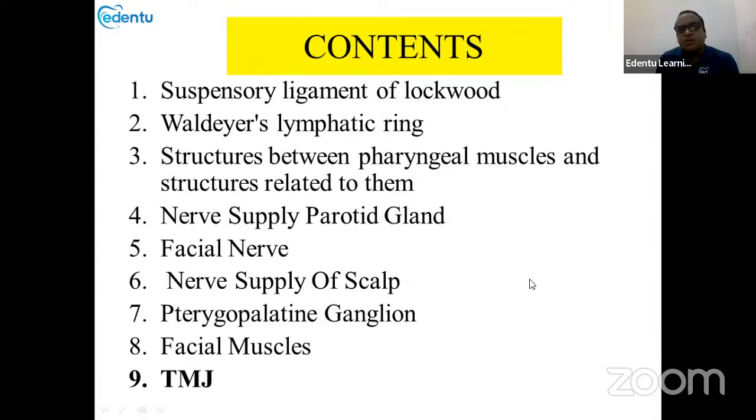So let's start now with our first question of the day, that is the suspensory ligament of Lockwood. Now, the name itself tells suspensory. What do you mean by suspensory? Suspensory means which is suspending. Ligament: in the diagrams in any textbook you see, the ligaments will be in green color, right? Now, a ligament is a bone to bone attachment.